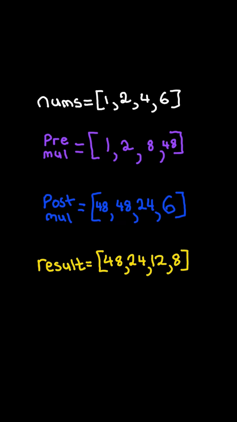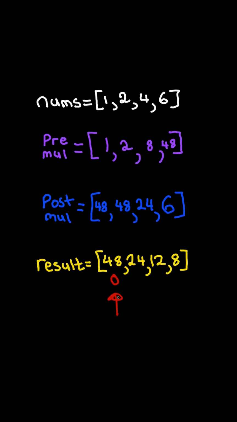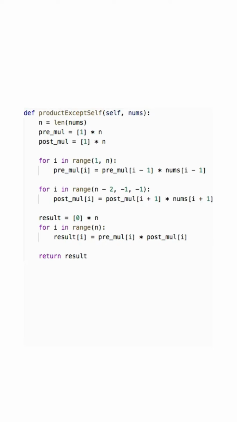Now we're ready to build result. To get the current index in result, we will take the pre-index in pre-multiply. In this case, there's no value, so we'll put a 1. And the post index in post-multiply, and multiply those together. Again, we do the same. We take the previous in pre-multiply and the post in post-multiply and multiply them together. And here's the code to do so.